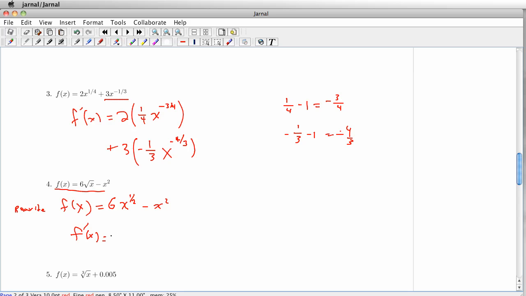So my 6 sits there, my derivative of x to the 1/2 is 1/2 x, and now I have to have 1 less than 1/2, and that one I can actually do. 1 less than 1/2 is negative 1/2. I leave my minus sign like it is, and the derivative of x squared is just 2x. There's no number in front to worry about.